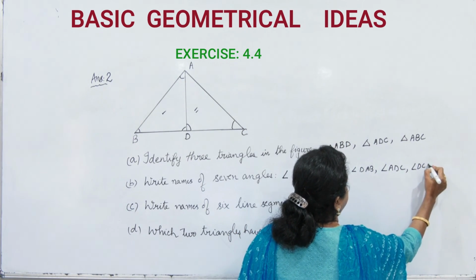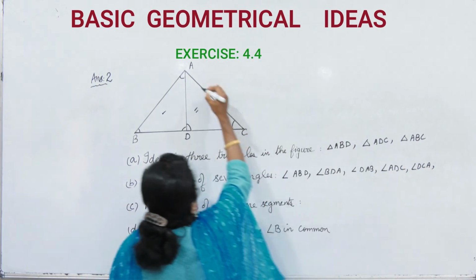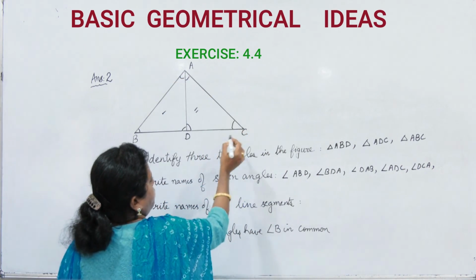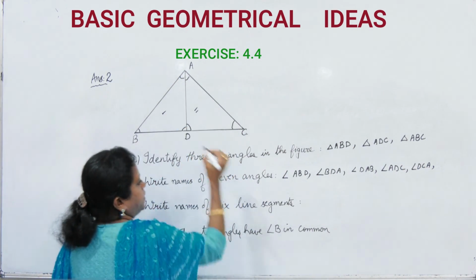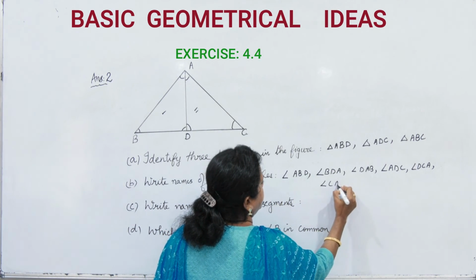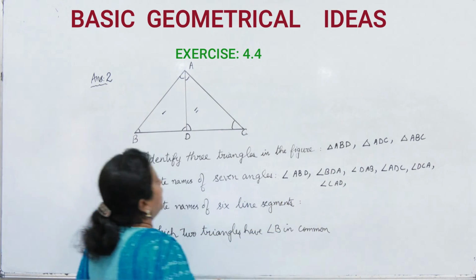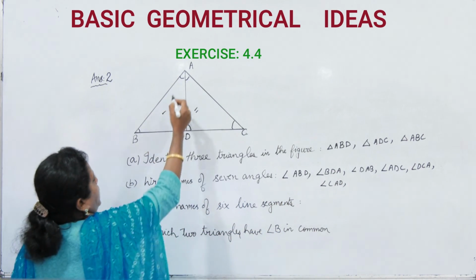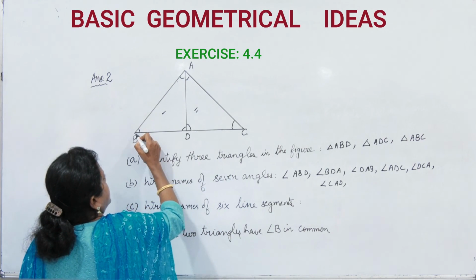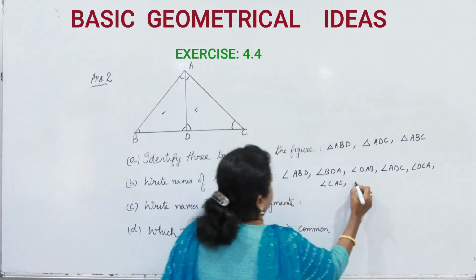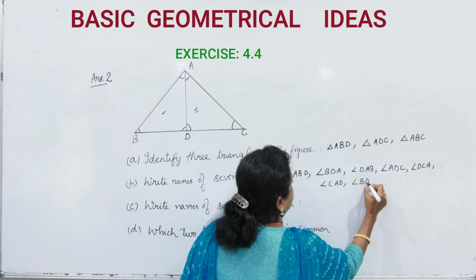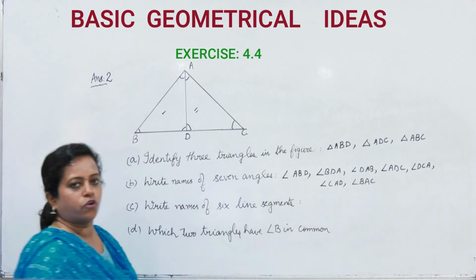This angle as angle DCA. If this part of A you have to name, you will name it as angle CAD. And another 7th angle, if you name this angle as a whole, you can name it as angle BAC. The 7 angles from this triangle.